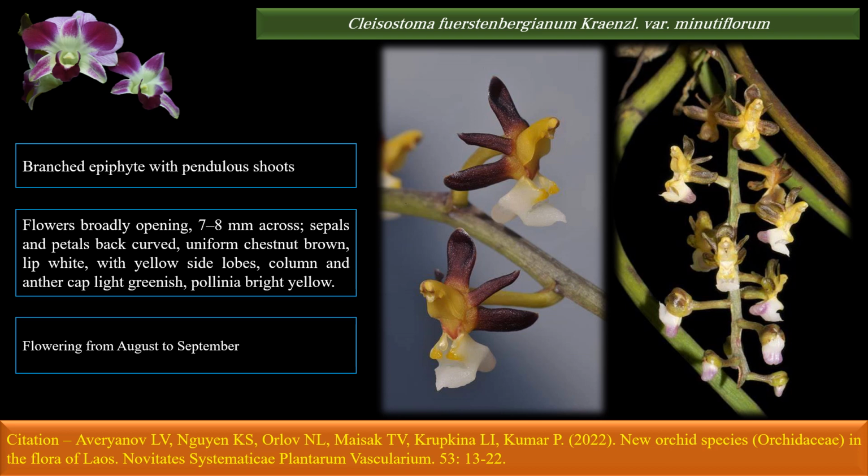Then the leaves are terete and fleshy and obtuse, straight to arcuate. Then you can say the flowers are broadly opening, 7 to 8 across. Sepals and petals are back curved, uniform chestnut brown, lip white with yellow side lobes, and column and anther cap light greenish, pollinia bright yellow. So these are the characteristics of this orchid species.